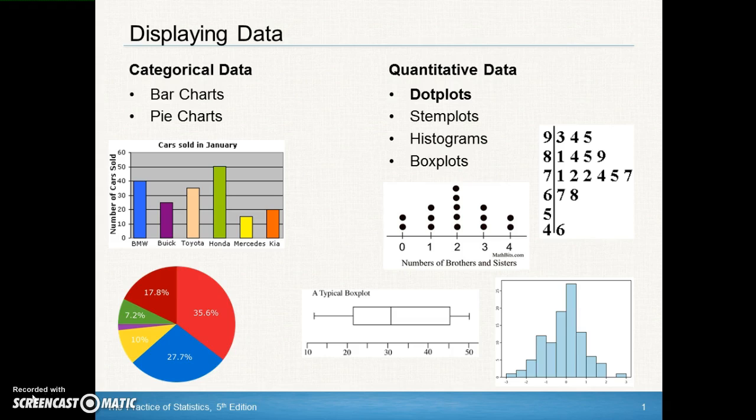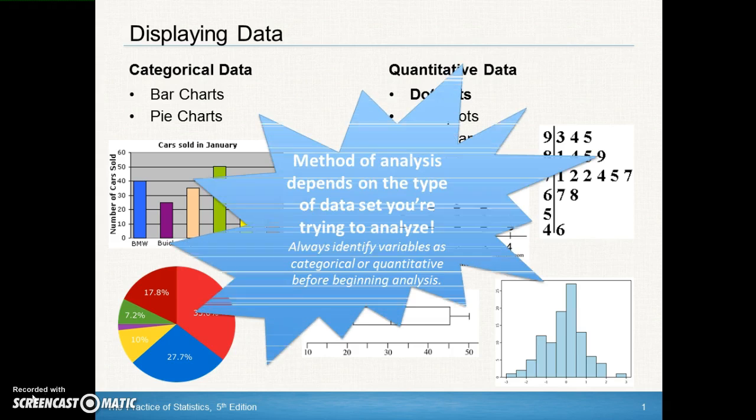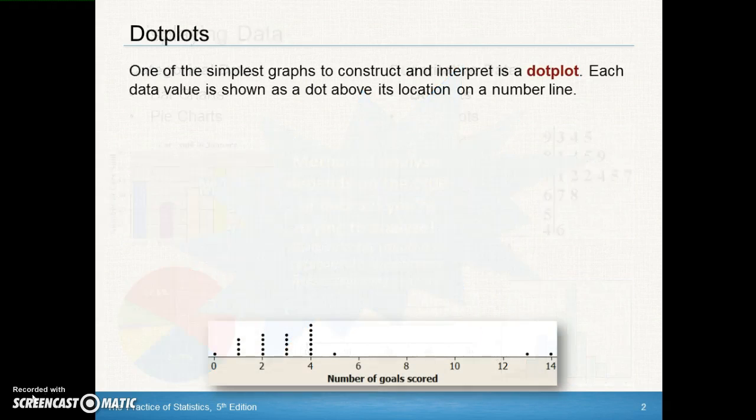So we're going to be talking about, over the next couple of days, dot plots, stem plots, histograms, and box plots. In this video, we're going to focus on dot plots. It's really important to note that the way that we analyze data depends on the type of data set you're trying to analyze. If we're analyzing categorical data, we approach it one way. If we're analyzing quantitative data, we're approaching it another way.